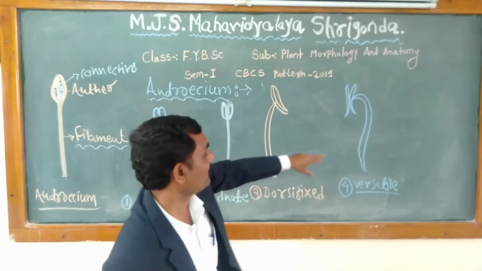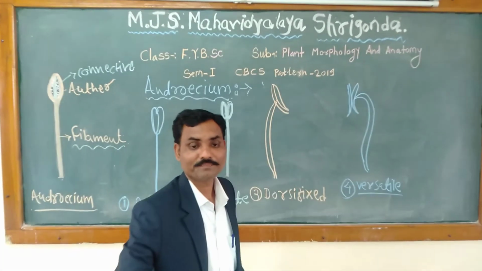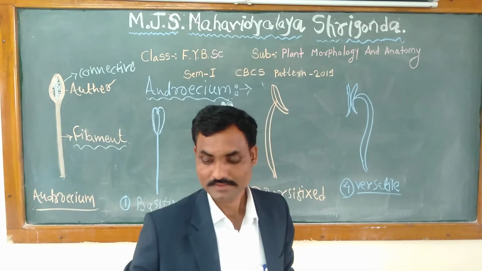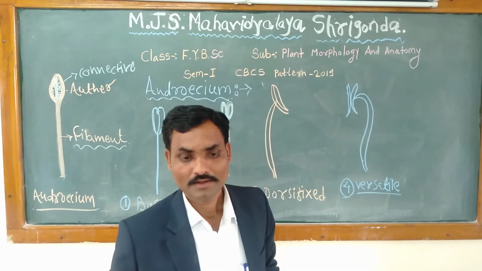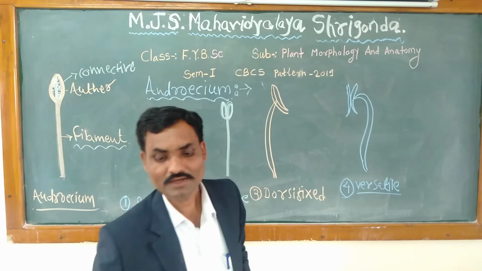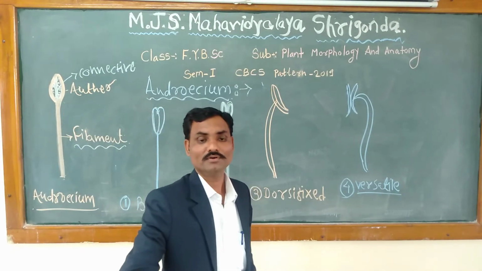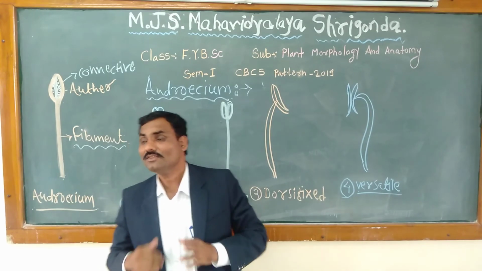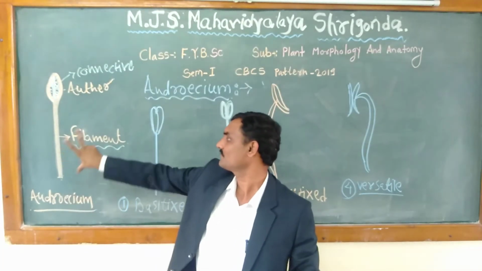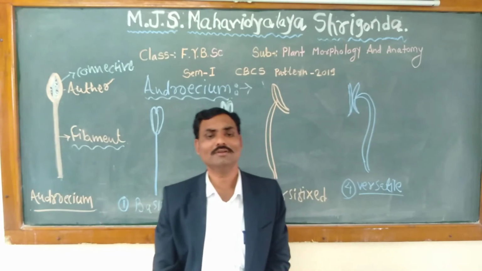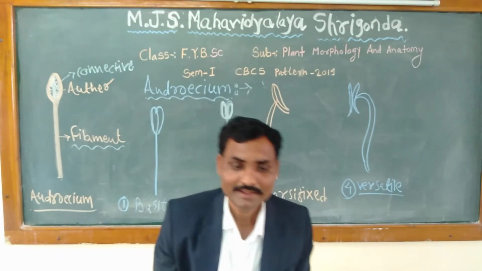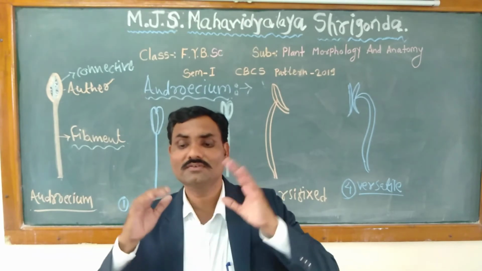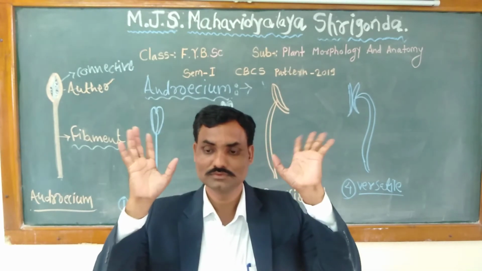Therefore it is called a versatile anther. In this way we have studied four types of anthers. Then the length of the filament. This next article is about the length of the filament. The length of the filament with anther changes from one to other.